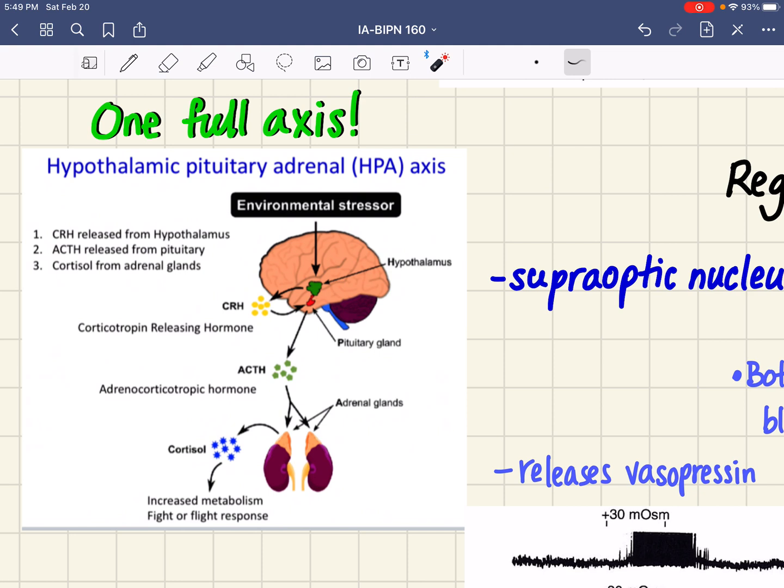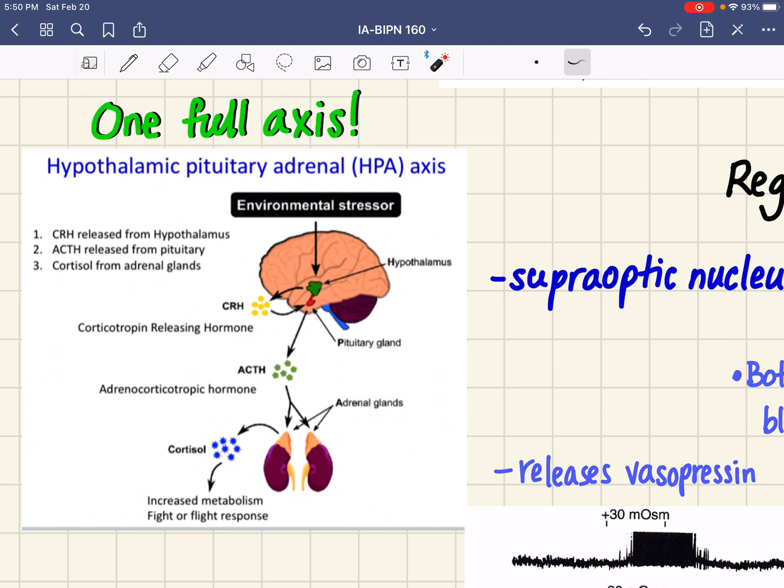So what happens here is corticotropin releasing hormone, CRH, is released from the hypothalamus over here. Then the CRH activates cells in the anterior pituitary, and the anterior pituitary releases ACTH, adrenocorticotropic hormone. ACTH then goes all the way to the adrenal glands that are sitting right on top of our kidneys. They sit like a hat, and ACTH activates the adrenal gland to produce cortisol.